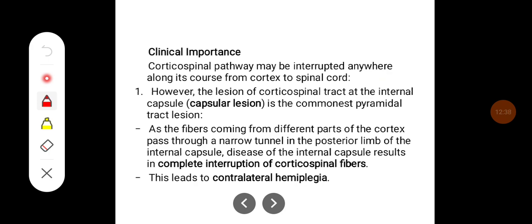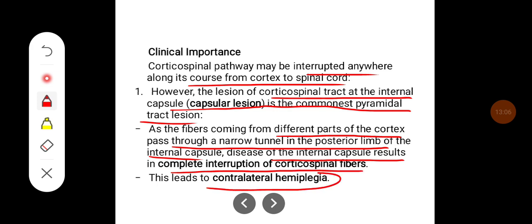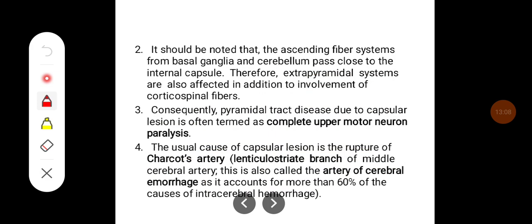Clinical importance. Corticospinal pathway may be interrupted anywhere along the course of the cortex to the spinal cord. However, the lesion of corticospinal tract at the internal capsule is the commonest pyramidal tract lesion, as the fibers coming from different parts of the cortex pass through the narrow tunnel in the posterior limb of the internal capsule. The disease of the internal capsule results in complete interruption of corticospinal fibers. This leads to contralateral hemiplegia.